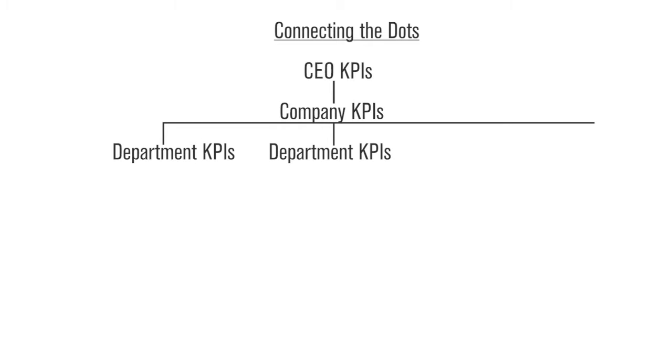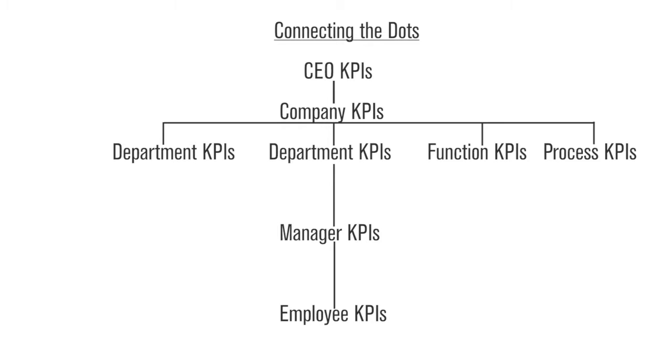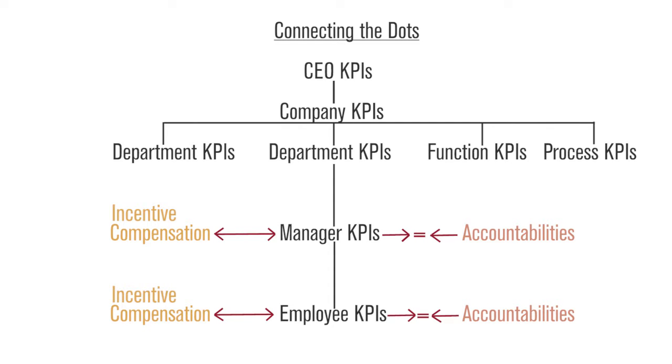Let's talk about implementation of this and what's involved. For this, we've developed a proprietary cascading framework that links everyone and their key performance indicators from the CEO to the company, departments, and in some cases, the functions and processes, and most certainly the managers and the employees. Next, we ensure that key employee accountabilities and the key performance indicators are linked. And then we connect these to predetermined incentive compensation.